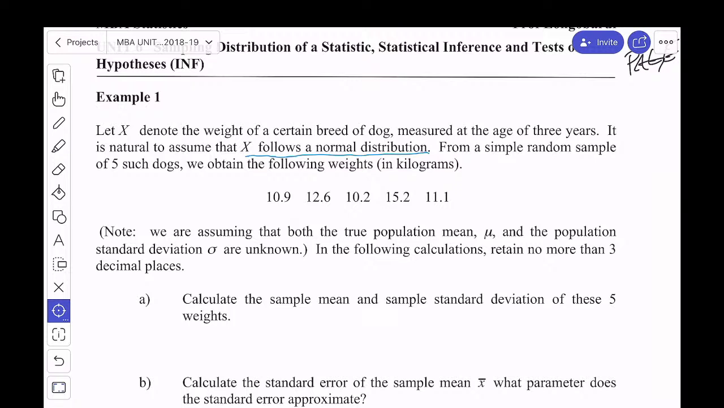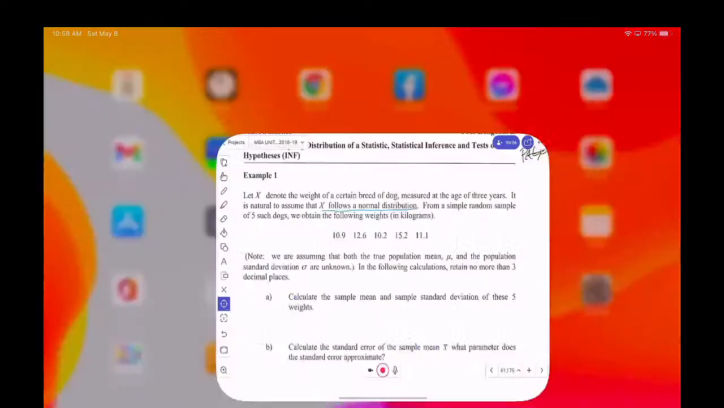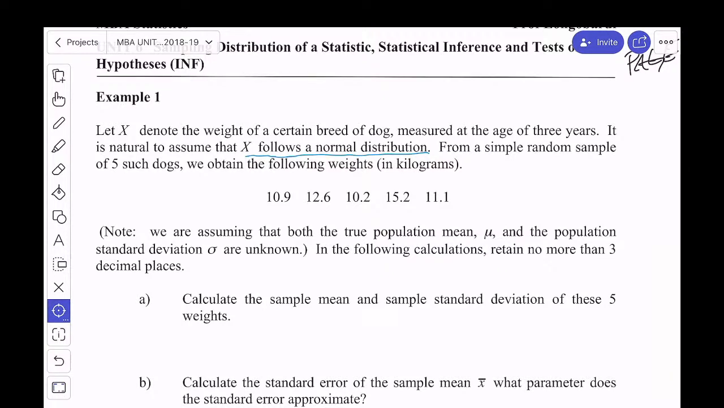So what we have to do is use our calculator now to get the values of the sample mean and sample standard deviation. These are known as the moments, right? First is the sample mean, and then the sample standard deviation of the 5 weights. So putting those into our calculator.